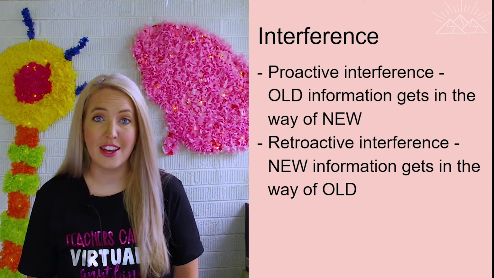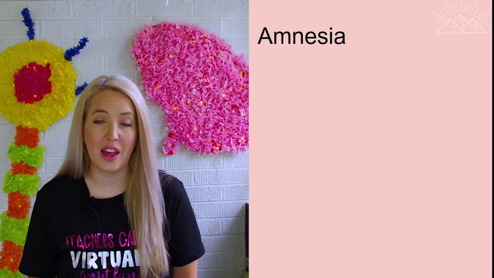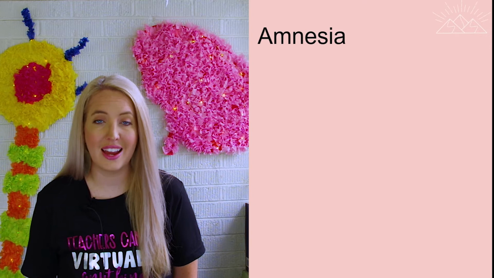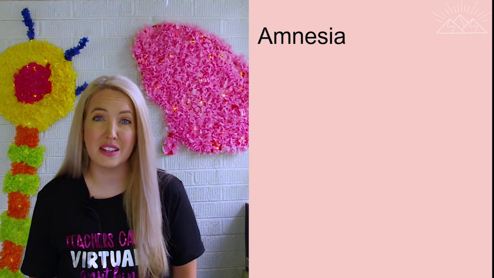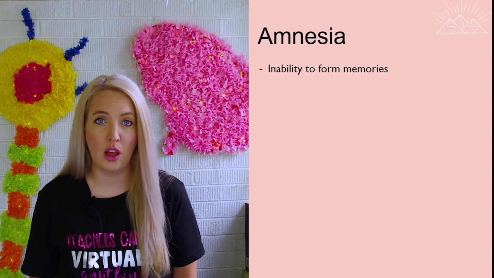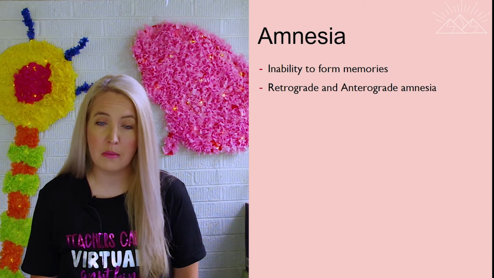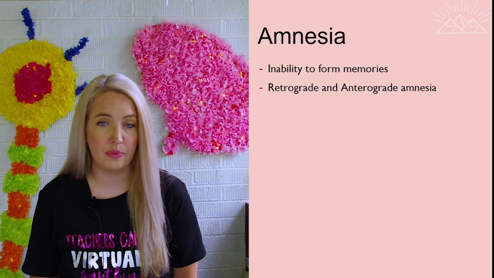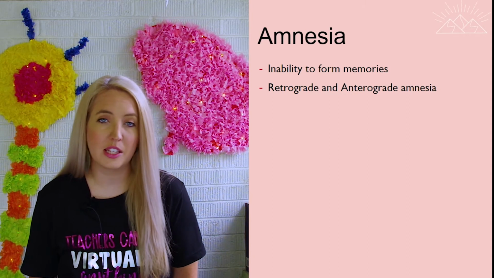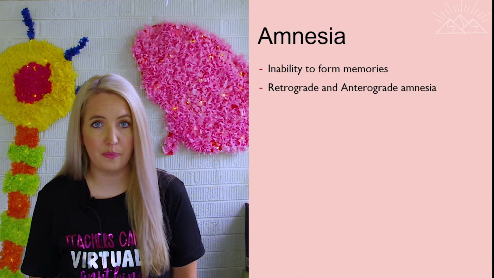Sometimes our forgetting is more permanent than just interference. Amnesia is the type of forgetting where we have the inability to form memories in a permanent capacity, or maybe a semi-permanent capacity. Sometimes this happens due to a trauma or some type of injury to our brain. So an accident, for example, might cause us to experience amnesia. When this happens, we might experience either retrograde or anterograde amnesia.